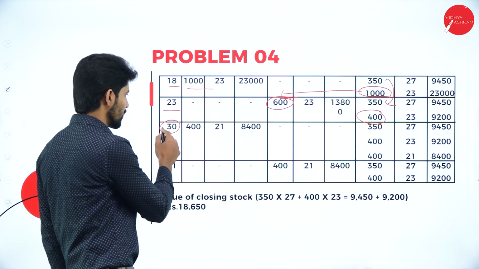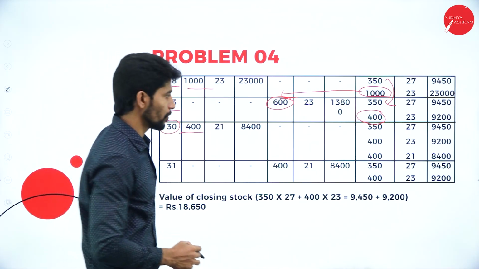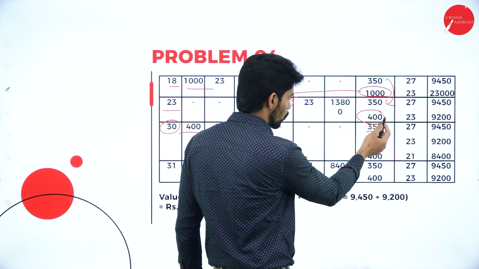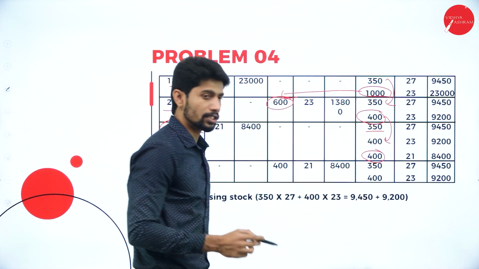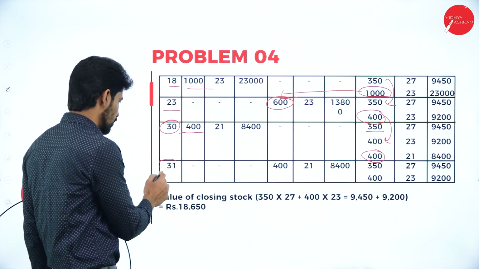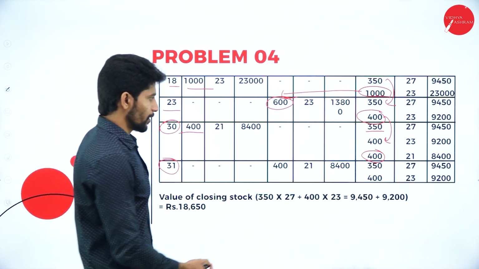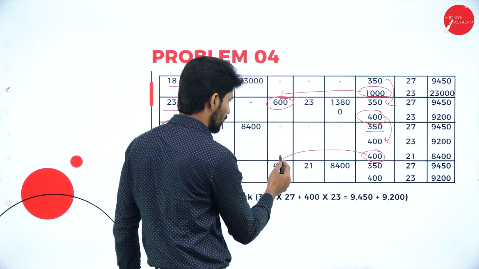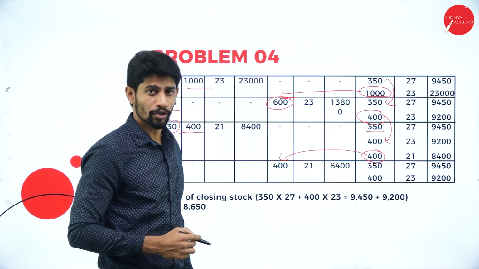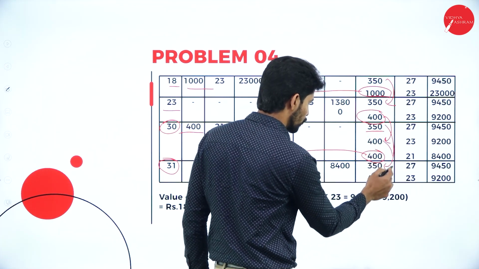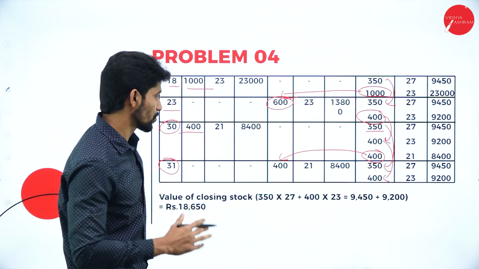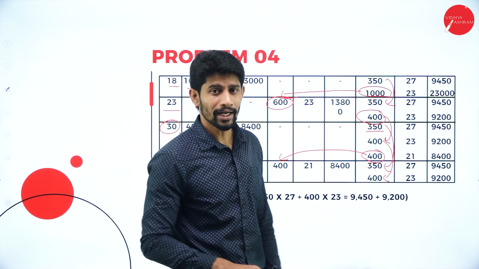Next, on 30th Jan you purchased 400 units. Okay. So 350 plus the old balance 400 plus the newly purchased 400 units at 21 per unit. Next, on 31st you issued 400. So issue this newly purchased 400 which cost 21 rupees per unit, and write down the balance, this 350 and this 400. So this is how you are supposed to solve the problem under the LIFO method.